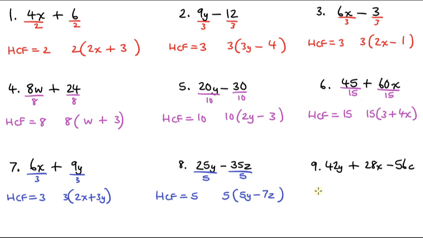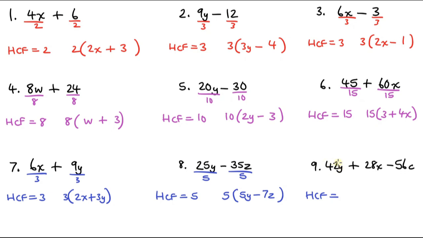And last but not least, question 9. This time we've actually got 3 terms, but the process is the same. But this time we need to find the highest common factor of all 3 terms. So what is the highest common factor of all of these terms? Well, I can see straight away that they're even. So we could factor out a 2, but are there any higher factors? Well, 4, would 4 work? Well, I don't think 4 is a factor of 42, so that's not going to work.